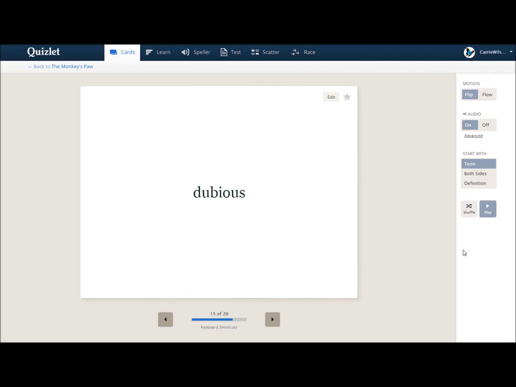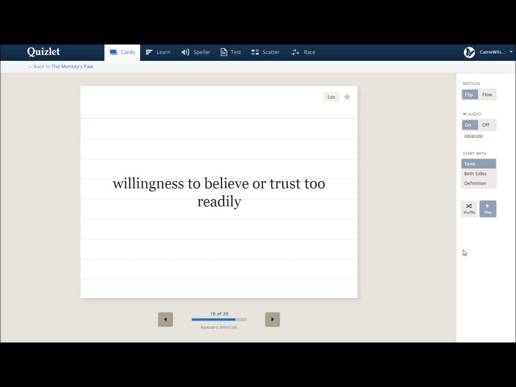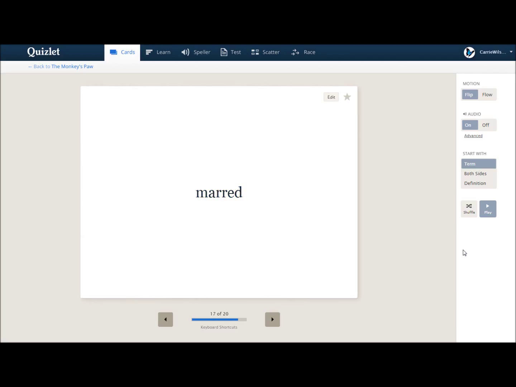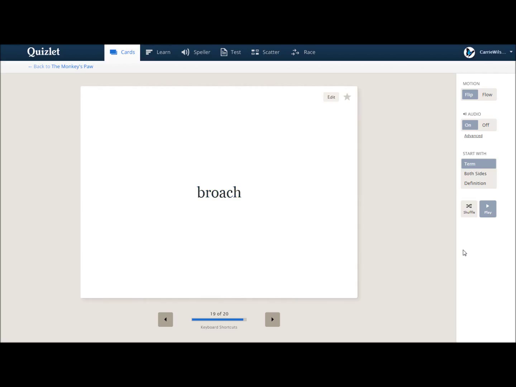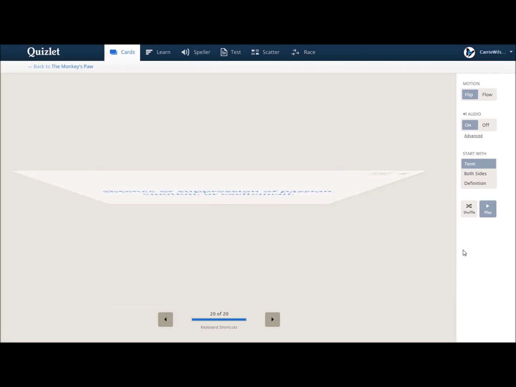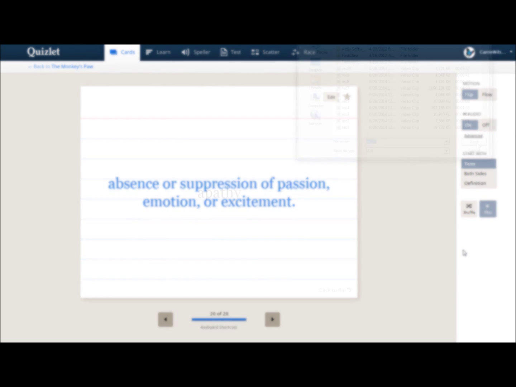Dubious. Of doubtful quality. Credulity. Willingness to believe or trust too readily. Marred. Damaged or spoiled. Frivolous. Characterized by lack of seriousness or sense. Broach. To mention or suggest for the first time. Apathy. Absence or suppression of passion, emotion, or excitement.